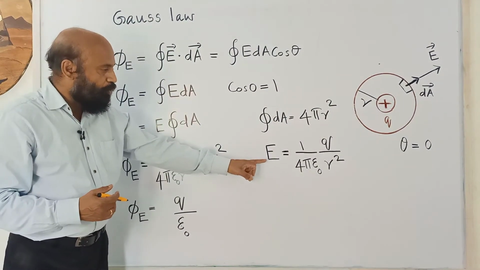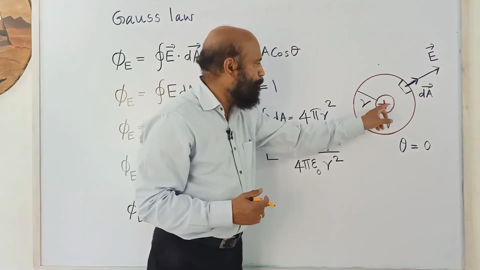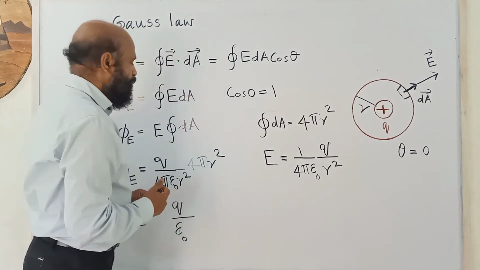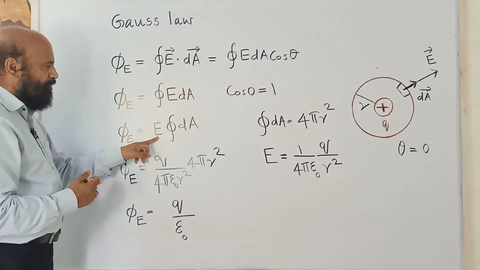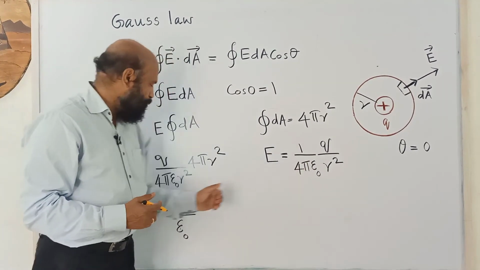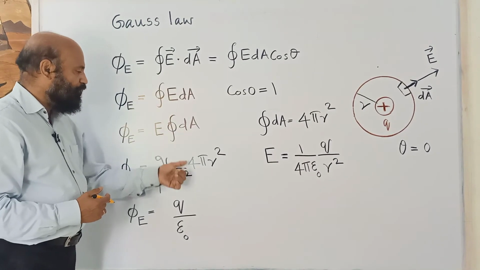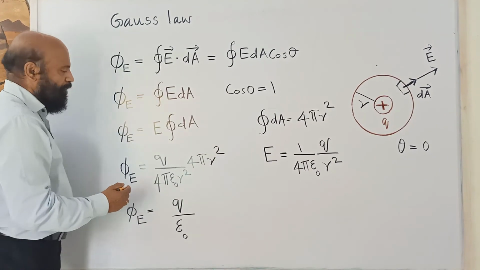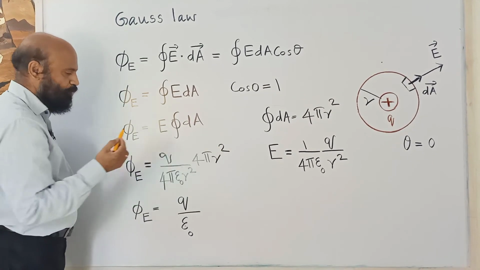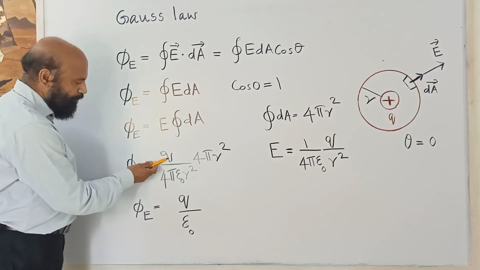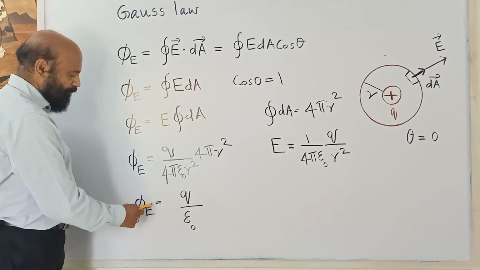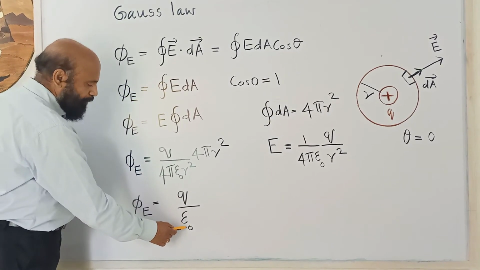Now already you know electric field at a point due to a point charge is given by this relation. Intensity is 1 by 4 pi epsilon 0 q by r square. Now you substitute for this E. You can substitute this value. E is q divided by 4 pi epsilon 0 r square. Then integral of dA is 4 pi r square. Now this 4 pi and this 4 pi will get cancelled, and this r square and this r square will get cancelled. So finally q divided by epsilon 0. So total flux is equal to q divided by epsilon 0.